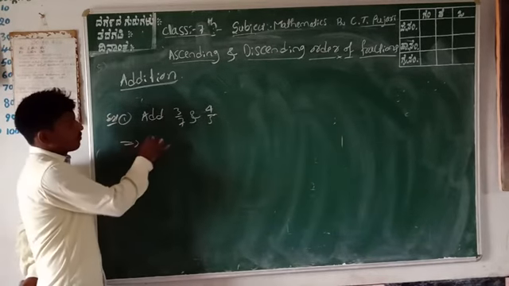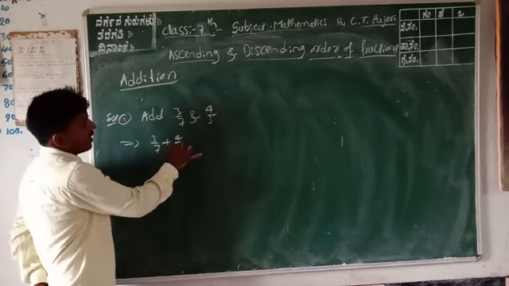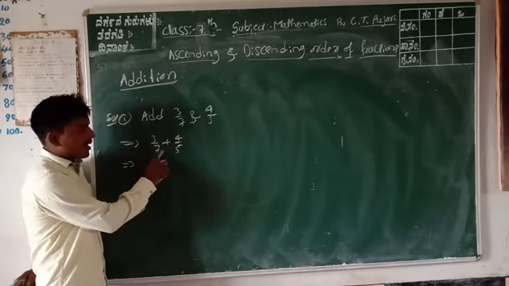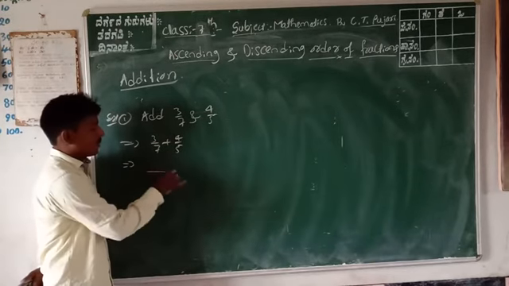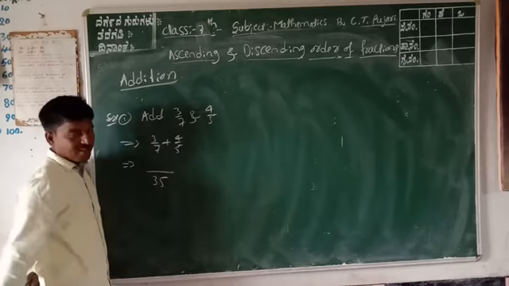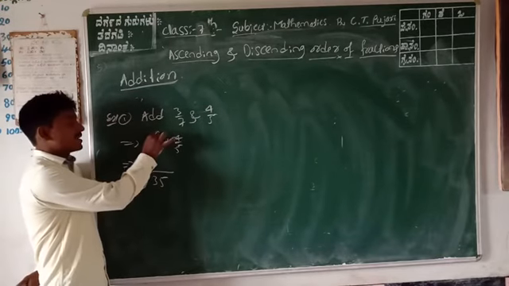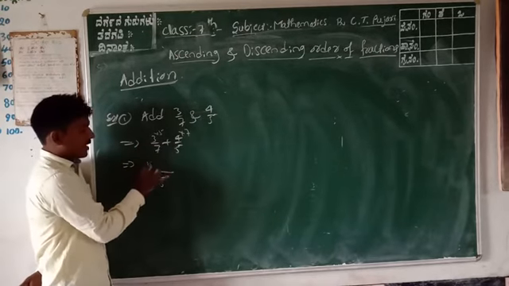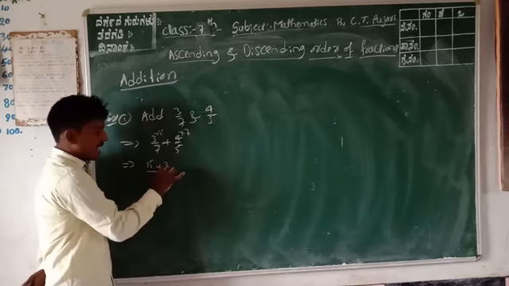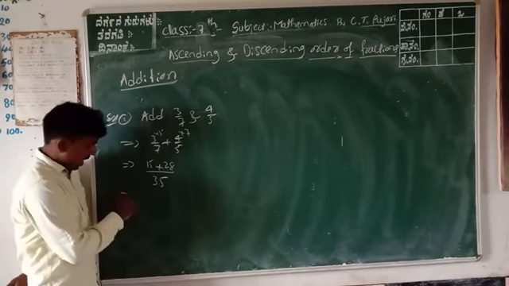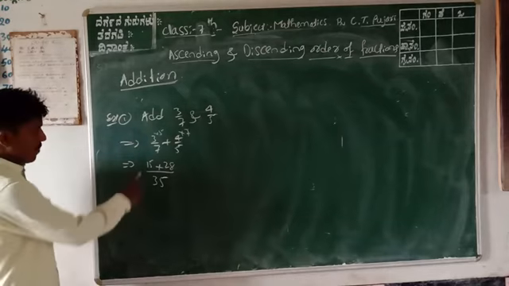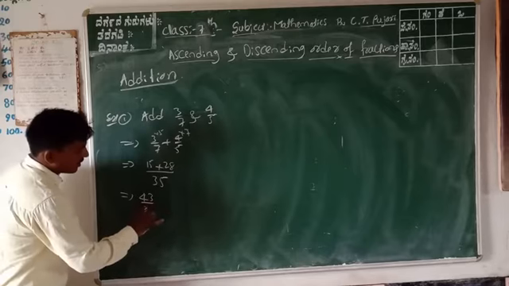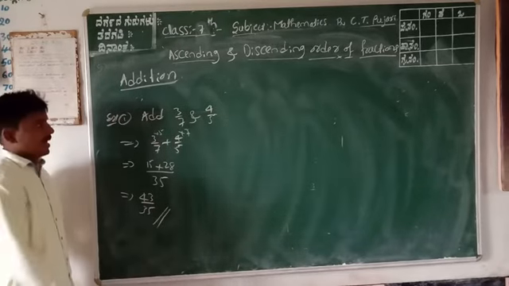Therefore, the addition is 3 by 7 plus 4 by 5. The denominators are 7 and 5, so you can take the LCM of these two. Therefore, 7 fives are 35. Next, in the numerator, 5 threes are 15, plus 7 fours are 28. Again, addition of these two, 15 plus 28 means 43 divided by 35. This is your answer. Addition of fractions.